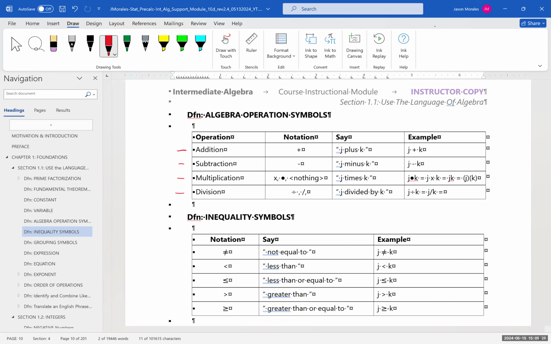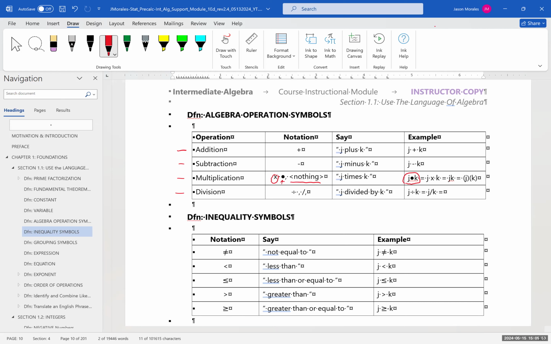not only do we use what looks like a lowercase x to denote multiplication, but you may also see a black dot used to show multiplication. So you might see something like this, and that would be constant j times constant k. Or you might not see anything at all.